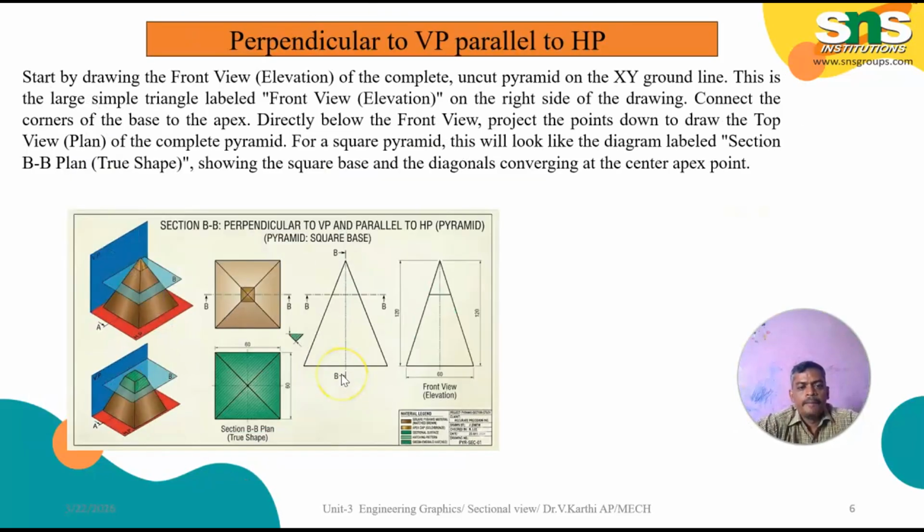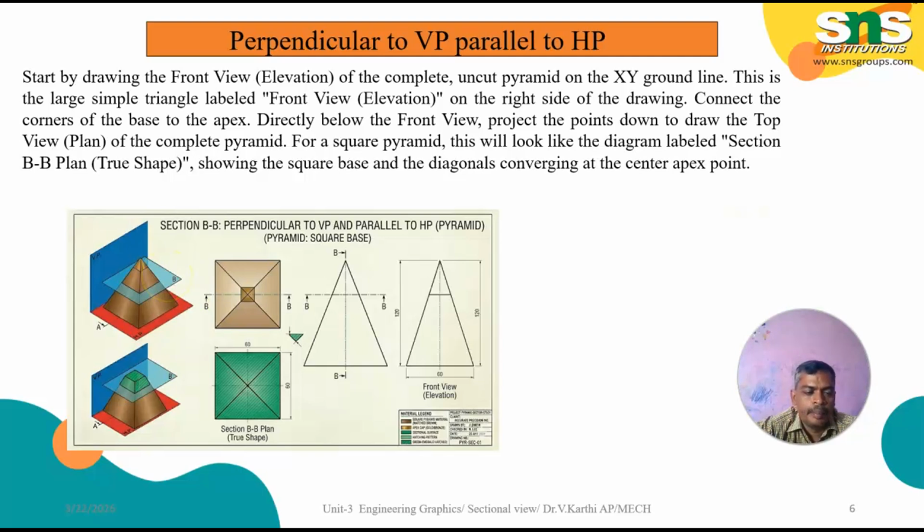Next one is perpendicular to VP, parallel to HP. Procedure: draw the front view. This is the elevation or front view of the object. Next, mark the center. Project the top view. Draw the apex in the front view.